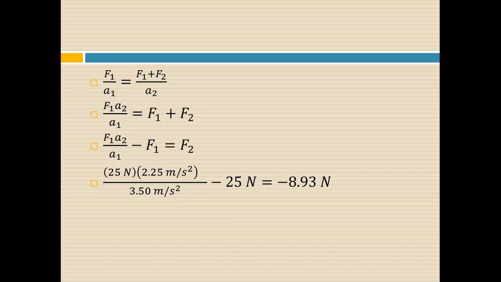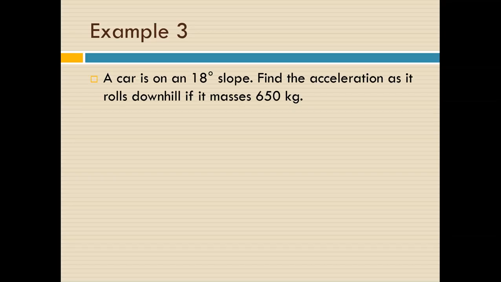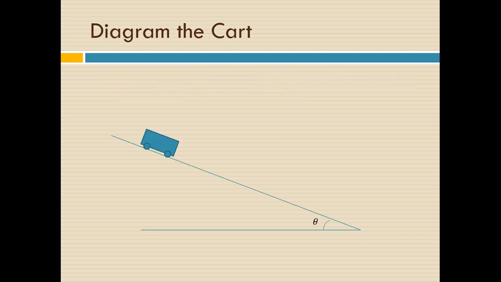Not bad, right? Okay, now comes the fun one. That was an example of using F equals ma by using the ratios. Now what happens if I give you a problem where you have to find the forces and you need to find the acceleration? A car is on an 18-degree slope. Please find the acceleration as the car rolls downhill if it has a mass of 650 kilograms. This one's going to be a little bit more interesting, isn't it? What do you think is the first thing, after we read it, that we are going to do? Draw a diagram. There's the diagram.